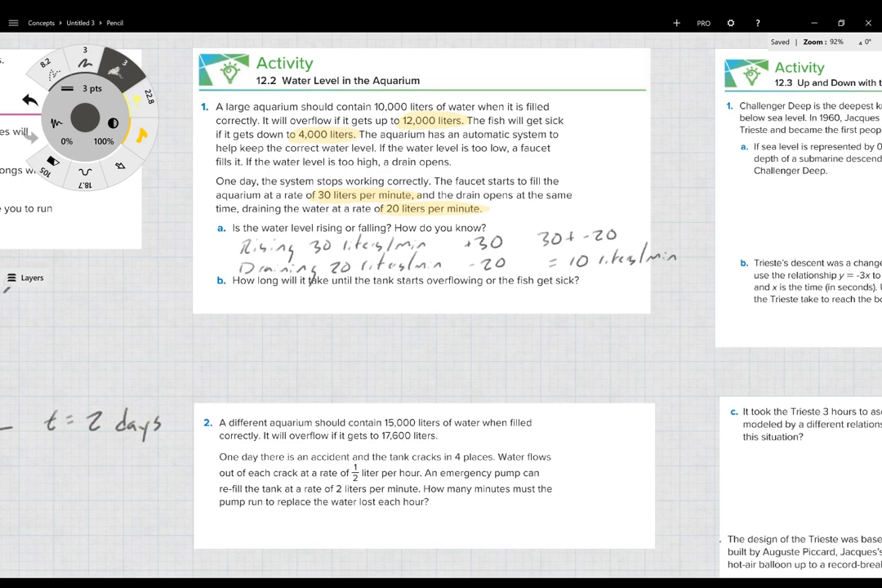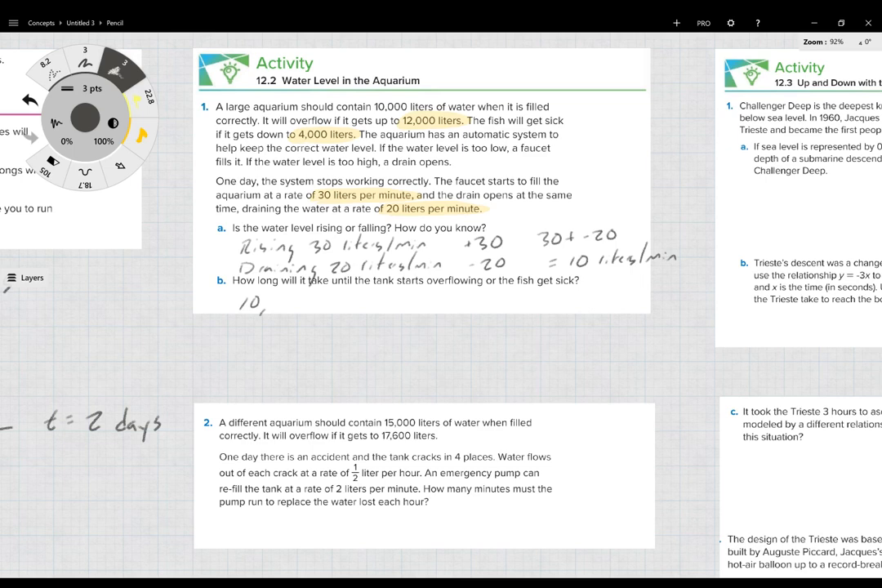Now for part B, we need to look at how long it will take until the tank starts overflowing or the fish get sick. Okay, so we know that it overflows at 12,000 liters, and we know that they get sick at 4,000 liters. Our starting point is 10,000 liters, so we need to figure out how many more liters it needs to fill up before it overflows, or how many more liters when it gets down to a level that's unhealthy for the fish. So we have to find the difference.